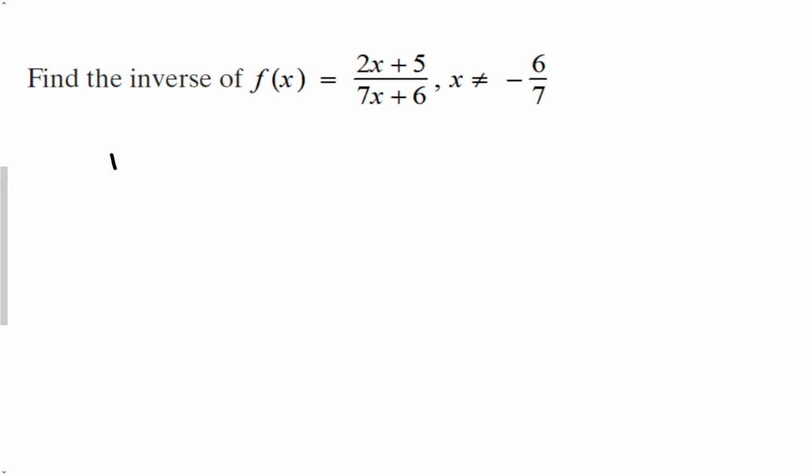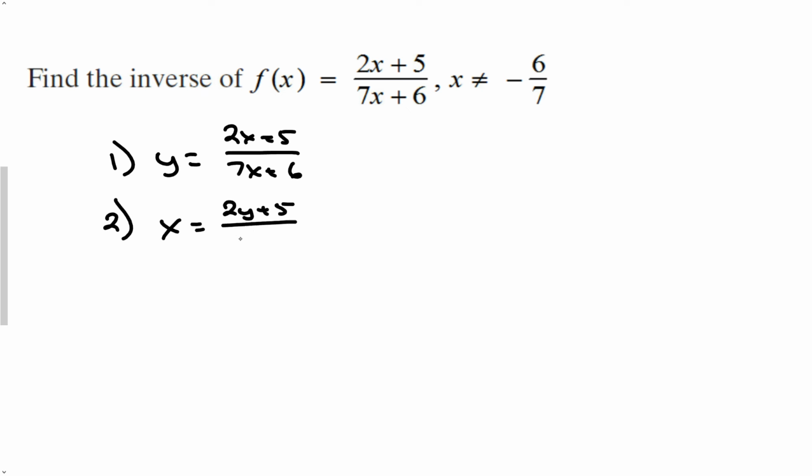All right, so my first step is to write y instead of f of x, over 7x plus 6. My second step is to switch x and y. So I have x is equal to 2y plus 5 over 7y plus 6.